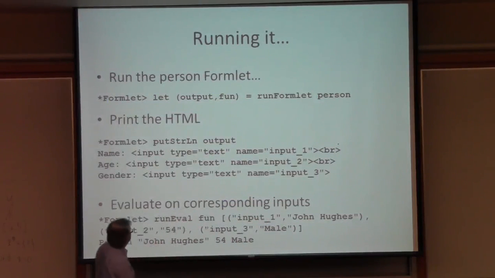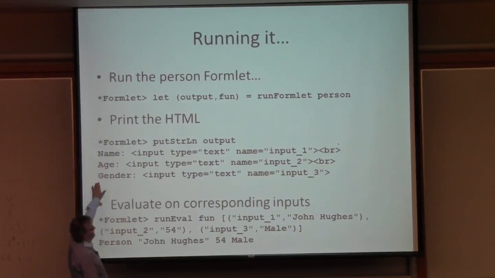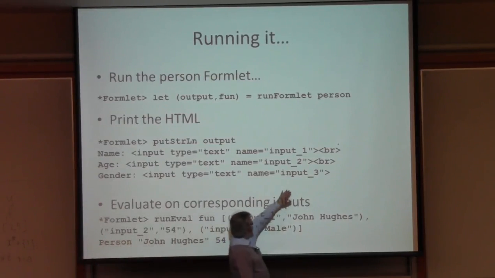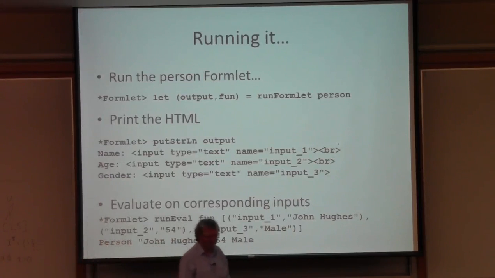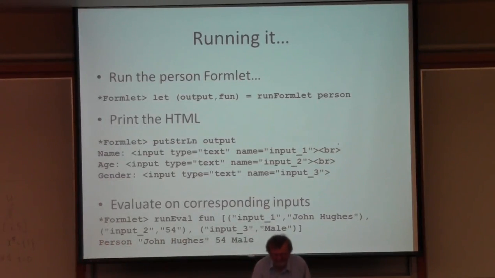And if I run the formlet, then it'll give me back, I've defined run formlet to return the HTML itself as a string and the function for processing the result. If I take that person formlet, here's the string that it generates. It's the correct HTML. Same as we saw before, except that we now have generated names for the fields. And if I then call the evaluation function that I get on data that might come back from the browser, then it correctly constructs a person record for me. That's very sweet, I think.